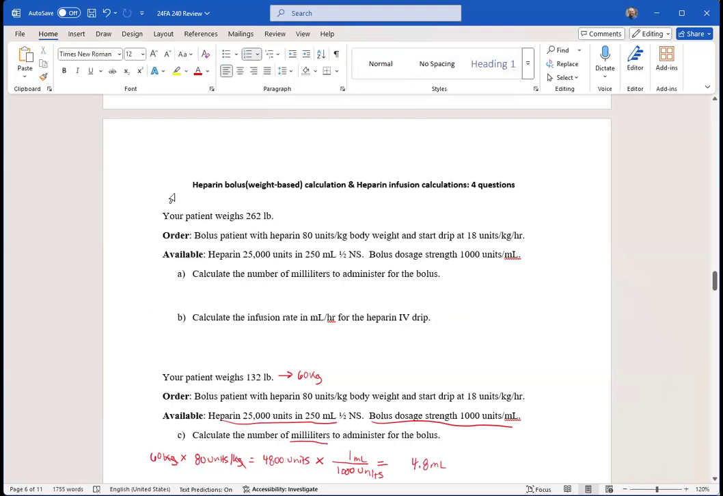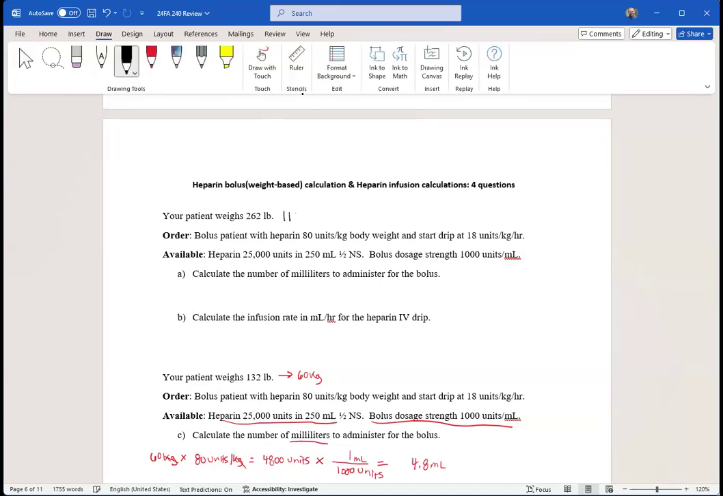All right. So for these heparin infusion questions, first things first, you have to convert the patient's weight in pounds to kilograms. If you don't do that, then you're going to be behind the ball as far as how you're supposed to do this. So 262 divided by 2.2, and we're going to get 119.09. So we're just going to round that to 119.1 kilograms.